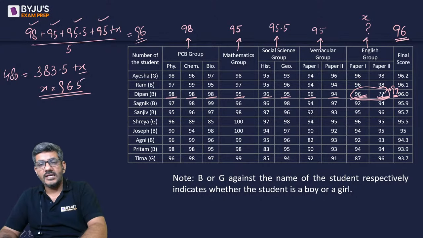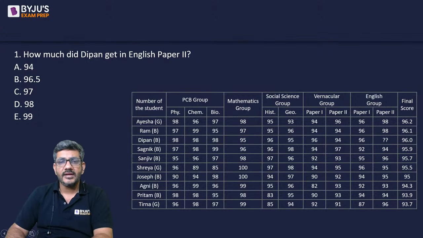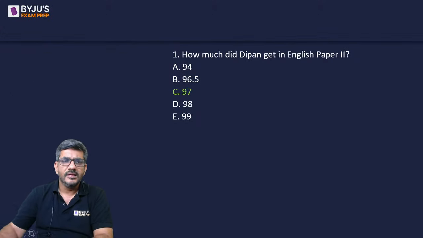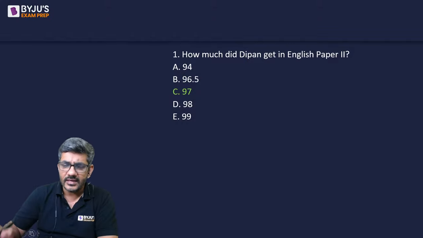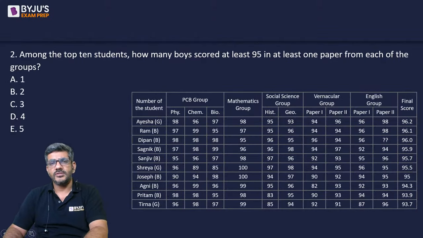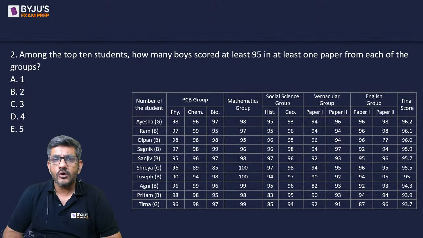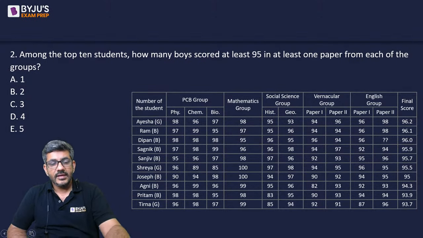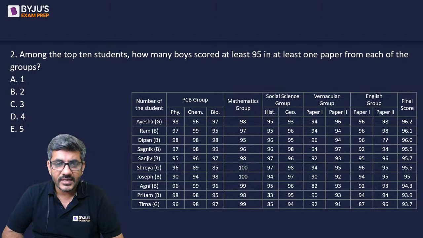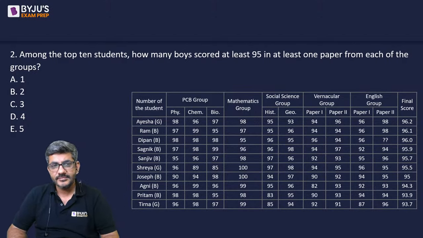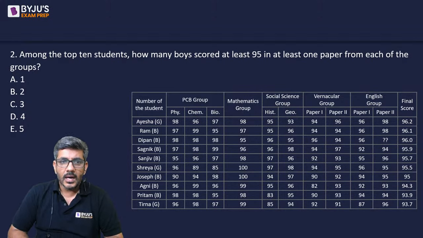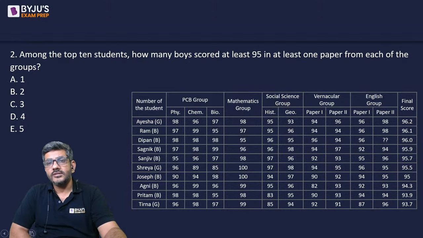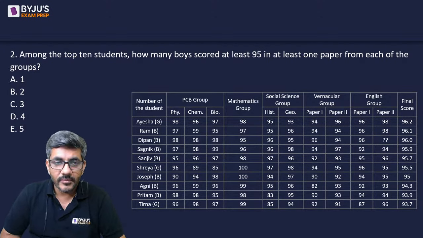Okay. So let's have a look at the questions. How much did Deepan get in English? I think this we have already calculated. The answer for this is 97. We had already done this. So give me the answer to question number 2. Among the top 10 students, how many boys scored at least 95 in at least one paper from each of the groups? Can I see some answers from your side? What is the correct answer? 1, 2, 3, 4, or 5?